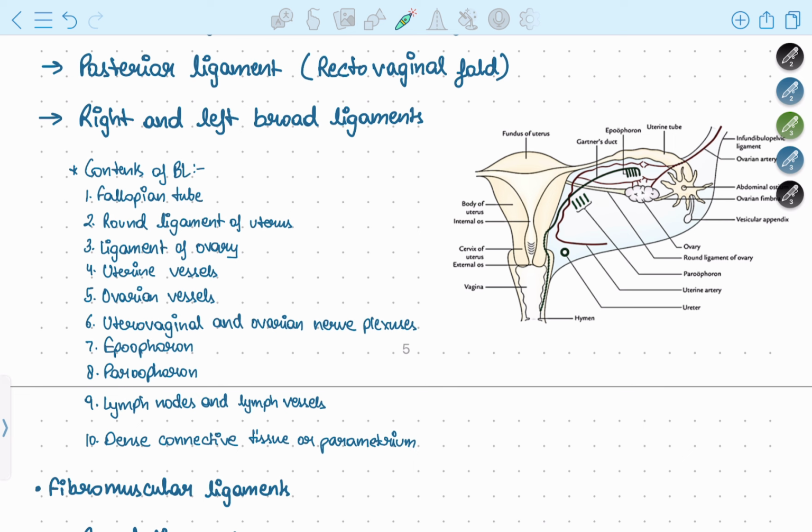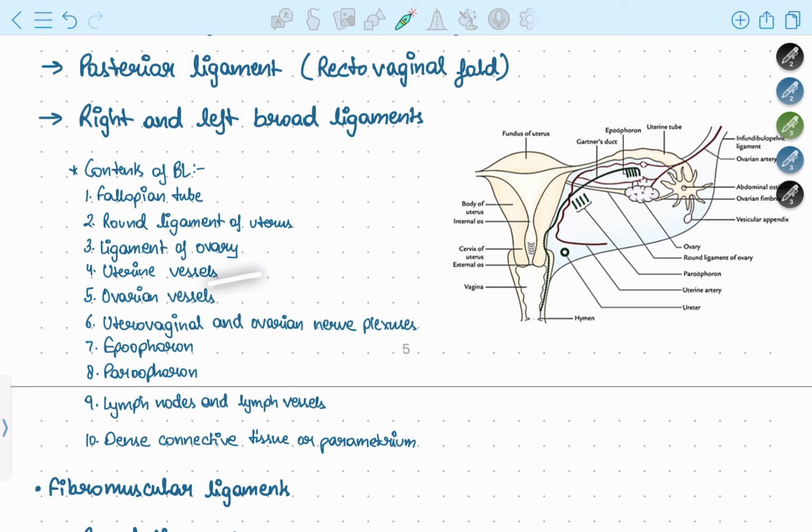सबसे पहले सबसे ऑब्वियस क्या दिख रहा है यहाँ पर हमें? फेलोपियन ट्यूब. तो फेलोपियन ट्यूब होगी, फिर राउंड लिगामेंट ऑफ यूट्रस होगा. ठीक है, दिस इज द राउंड लिगामेंट. देन यू हैव द लिगामेंट ऑफ ओवरी. हमने पढ़ा था ना इनफंडिबुलो पेल्विक लिगामेंट. ठीक है, दैट इज द इनफंडिबुलो पेल्विक लिगामेंट.